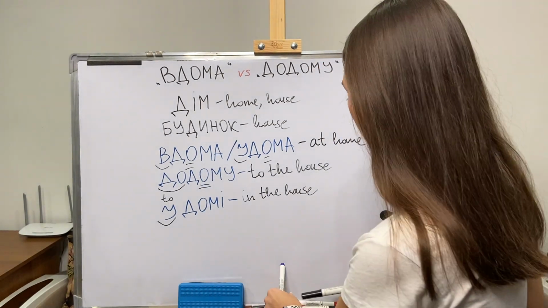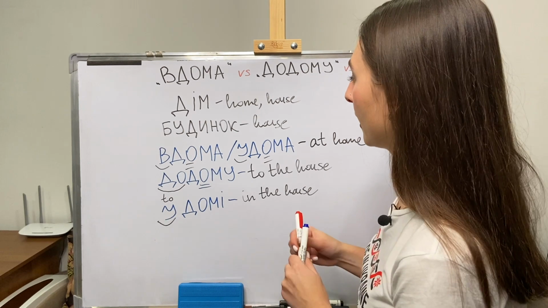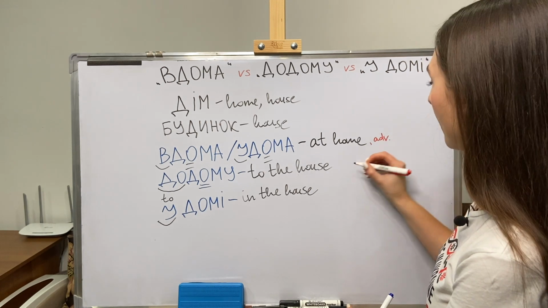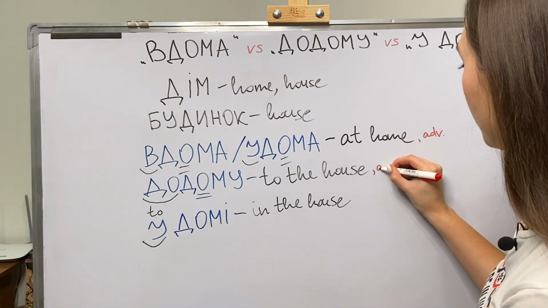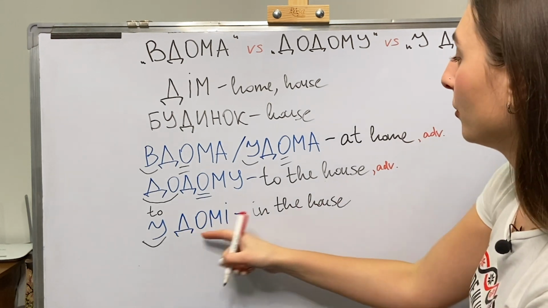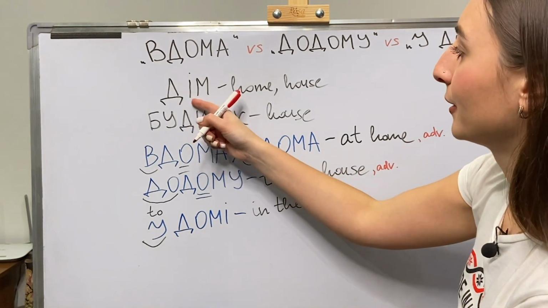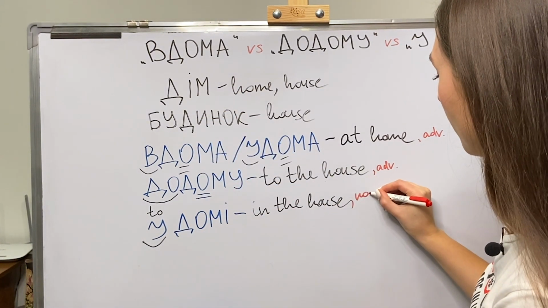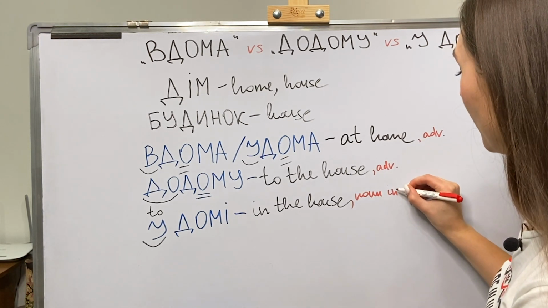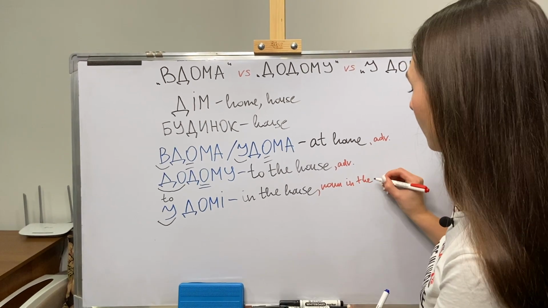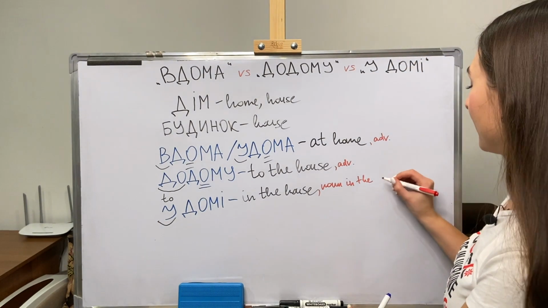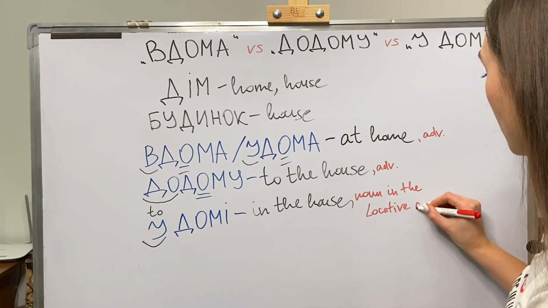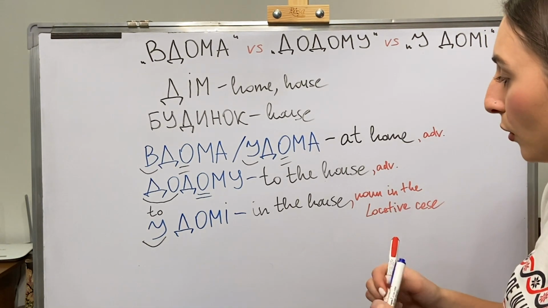So, very interesting. What I want to say is that ВДОМА or у дома, this is adverb. ДОДОМУ, this is adverb too. And у домі, this is the noun дім. This is a noun. In the what case, guys? In the locative case, correct. In the locative case, guys. У домі.